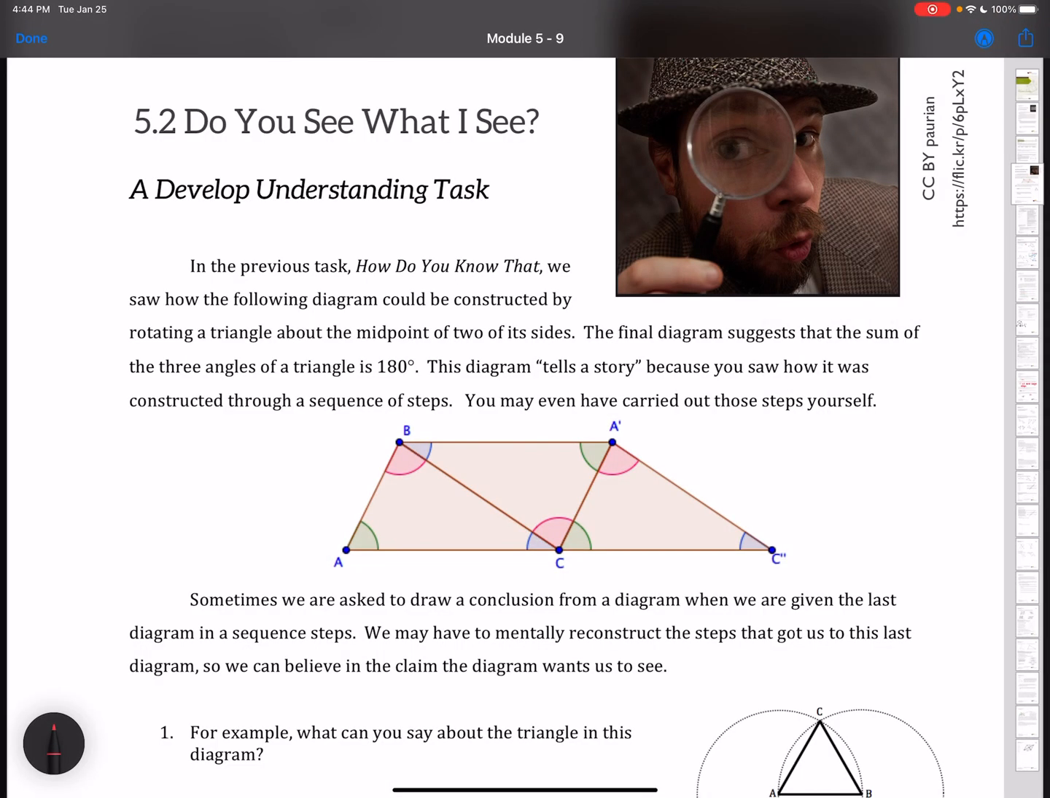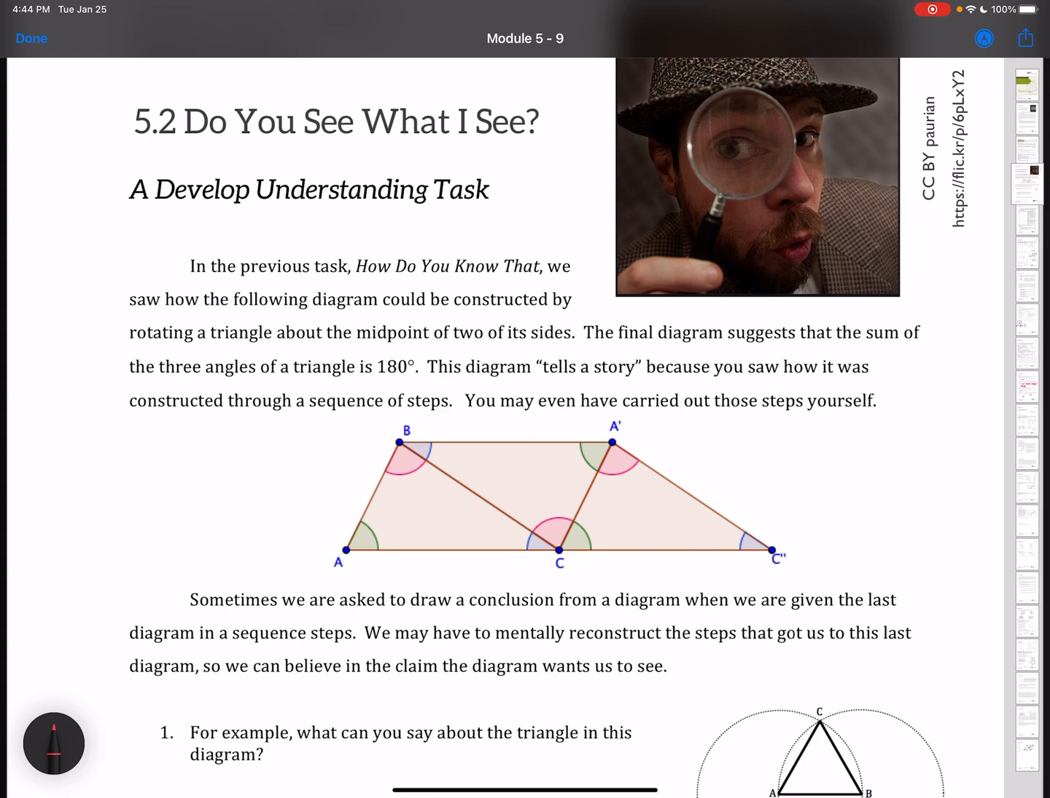Okay, 5.2. Do you see what I see? So we are going to look at how in the previous task, we first saw that we could create the following diagram by constructing and rotating triangles about the midpoint of its sides, with the final diagram suggesting that the sum of all of those three angles of a triangle adds up to 180 degrees, as you can see down around the point C, that vertex.